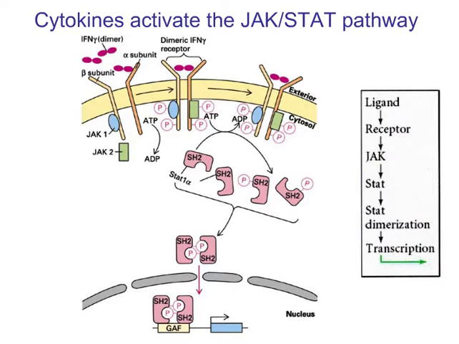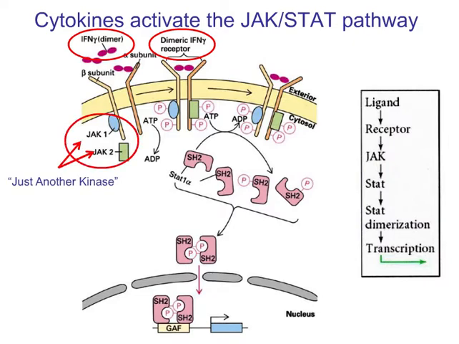Interferon gamma receptor, like the receptors for all other cytokines, signals via a non-catalytic receptor which upon ligand binding associates with and activates a cytosolic tyrosine kinase. Ligand binding induces receptor dimerization. Dimerization of the receptor allows association with a cytosolic tyrosine kinase of the family known as JAK kinases. JAK kinases were originally termed just another kinase, but have been renamed the Janus family of tyrosine kinases.